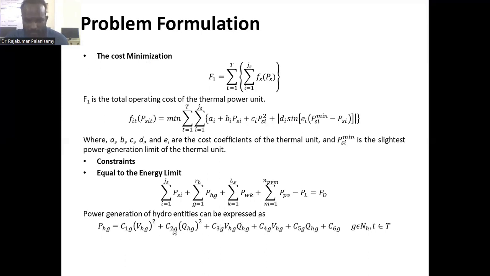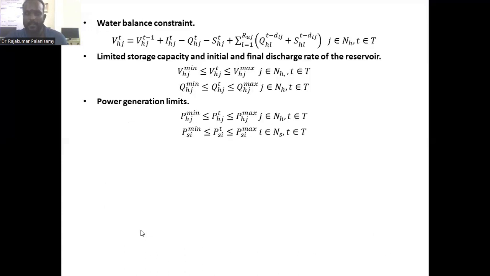We already see C1, C2, C3, C4 up to C6. These are the constant coefficients of the hydro units. Those values can be taken from the base paper, and we can insert them and calculate the hydropower. Once hydropower is calculated, we substitute it in this. We already know the power demand and the hydropower, so we calculate the thermal power. Whatever value we obtain for hydro, the remainder is the power we have to generate with the help of thermal. This is how we can justify it.